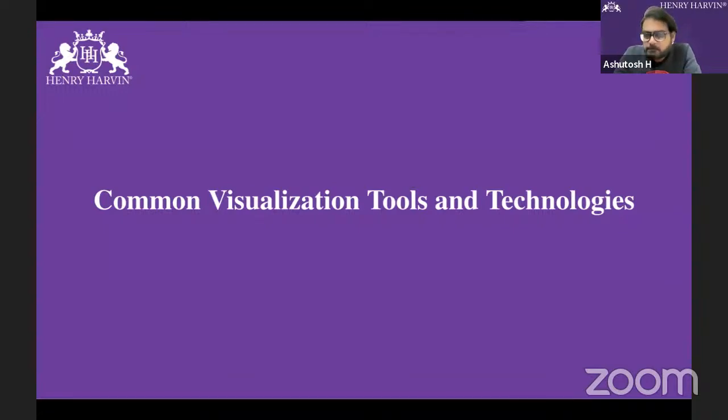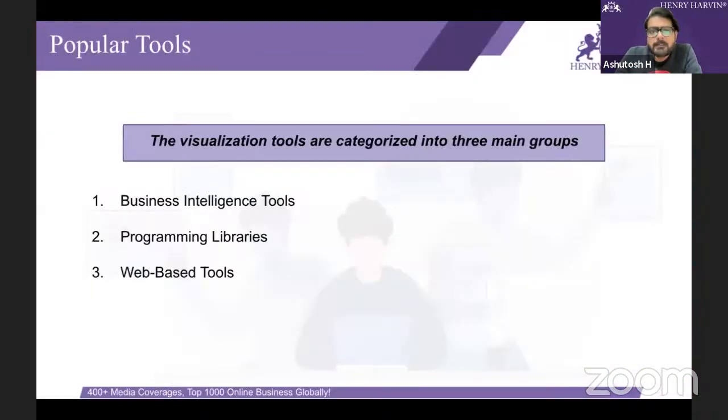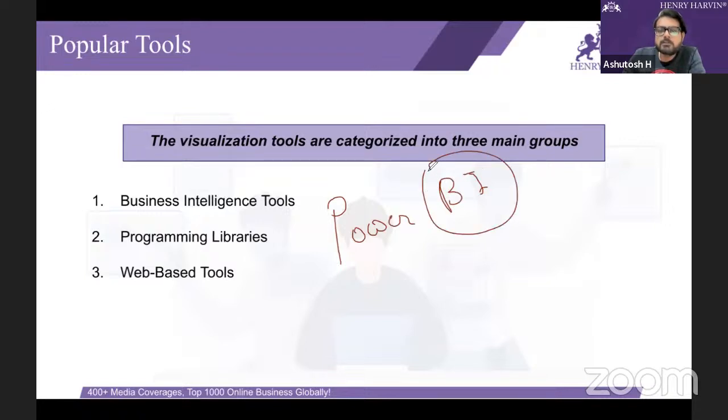Talking about the common visualization tools and technologies that we are having: BI tools, business intelligence. You people must have heard about a tool that is called Power BI. This is by Microsoft, right? Power BI. BI over here stands for business intelligence because this tool is having some intelligence of its own.